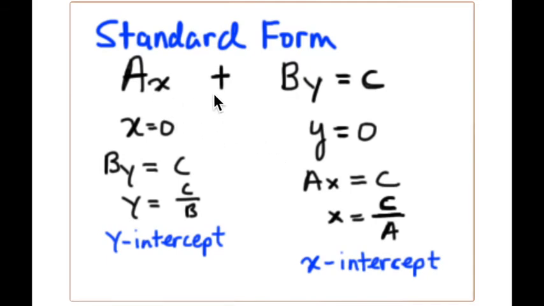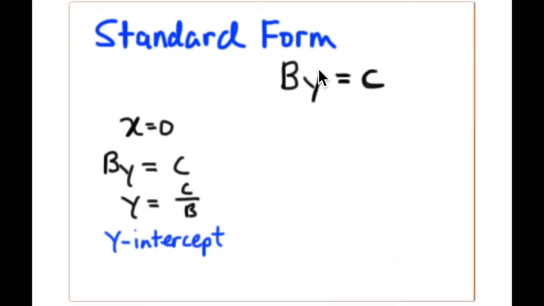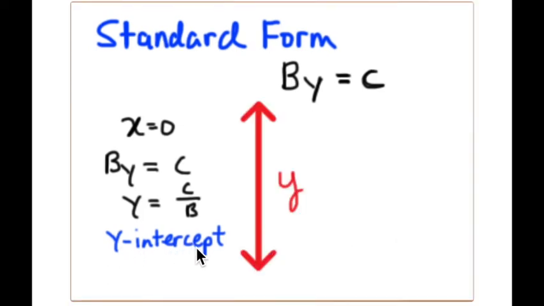So you have ax plus by equals c. If we make x equal to 0, this part's going to go away. You're going to be left with by equals c over here. So when x is 0, this is gone. You're left with by equals c. And to figure out what y is equal to, you divide by this b, and you get y equals c over b. This is the y-intercept. So this is where the line crosses the y-axis.